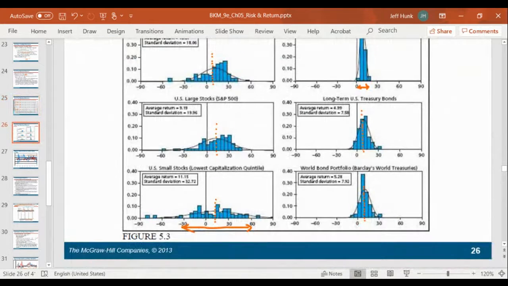But small cap. Look at this. Very wide variance. Even one standard deviation would be at least something like one standard deviation here.